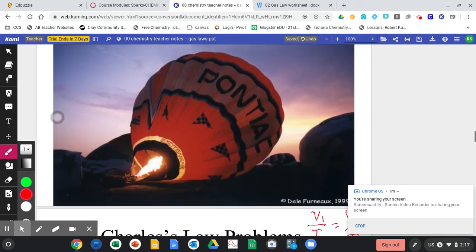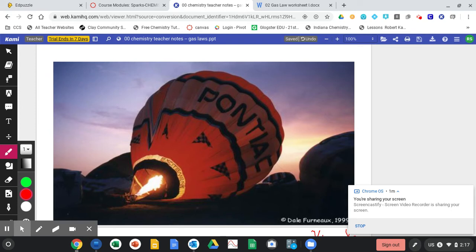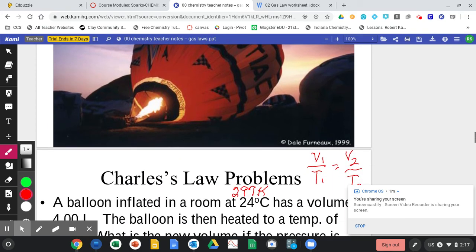Charles' law is basically how hot air balloons work. You heat up the air inside the balloon, it becomes less dense, and so it fills up the balloon, and you float in air, even though you just contain air, but your air is much lighter because it's much warmer.